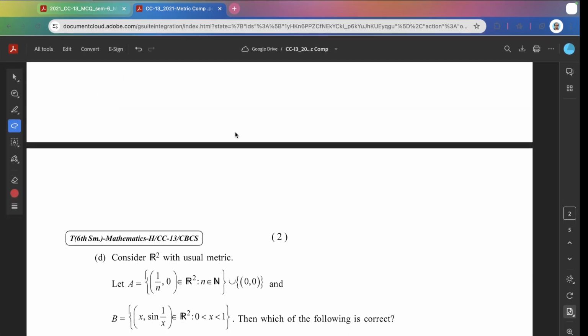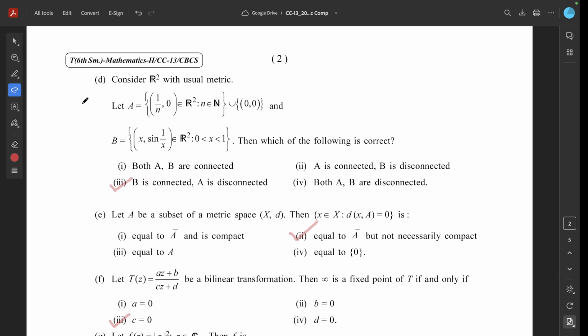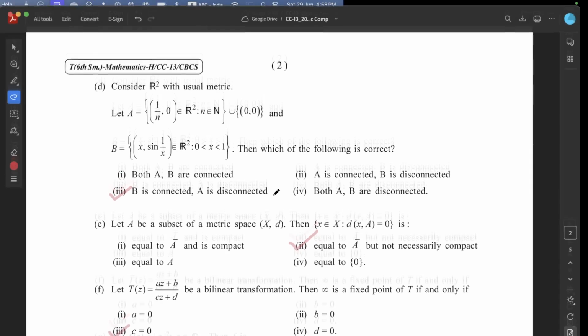Question D. Consider R² with the usual metric. A is the set of all those ordered pairs (1/n, 0) belonging to R², such that n belongs to the set of natural numbers, union the singleton set {(0, 0)}. And set B is the set of all those ordered pairs (x, sin(1/x)) belonging to R² such that 0 < x < 1. Then which of the following is correct? The correct option is 3: B is connected, A is disconnected.